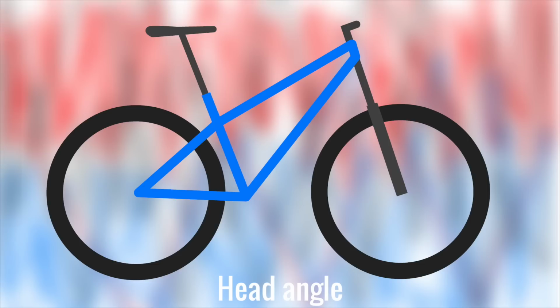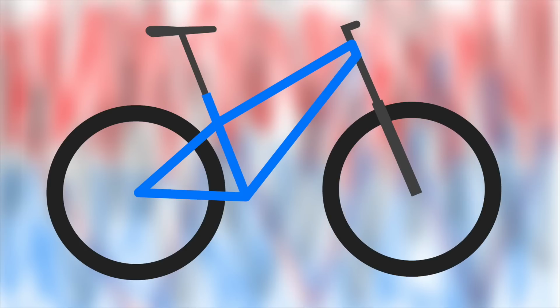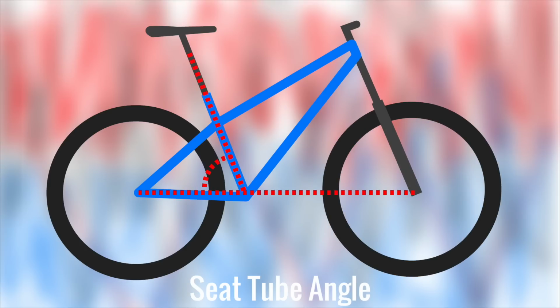However, while climbing, a steep head angle will allow the rider to get their weight over the front wheel, which will make it easier to navigate steep switchback turns located on steep ascents. The seat tube angle affects the position of the seat relative to the position of the bottom bracket. However, with the invention of setback seat posts, this number is not as useful as it once used to be.